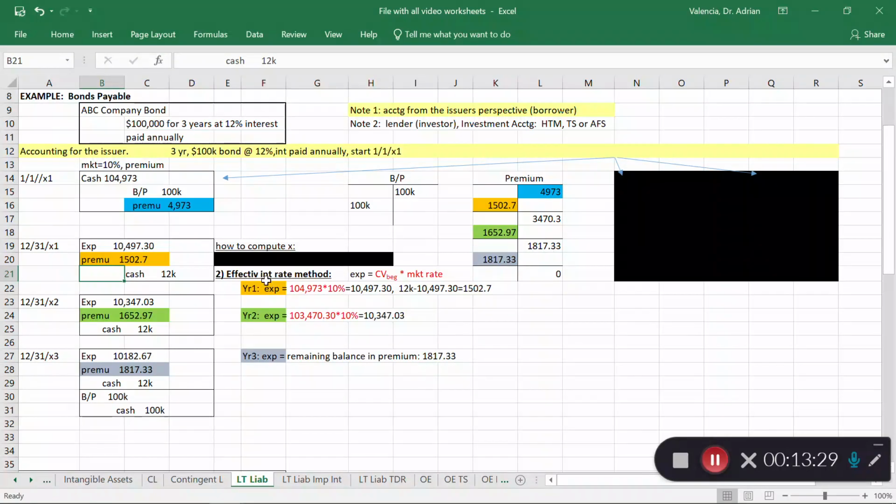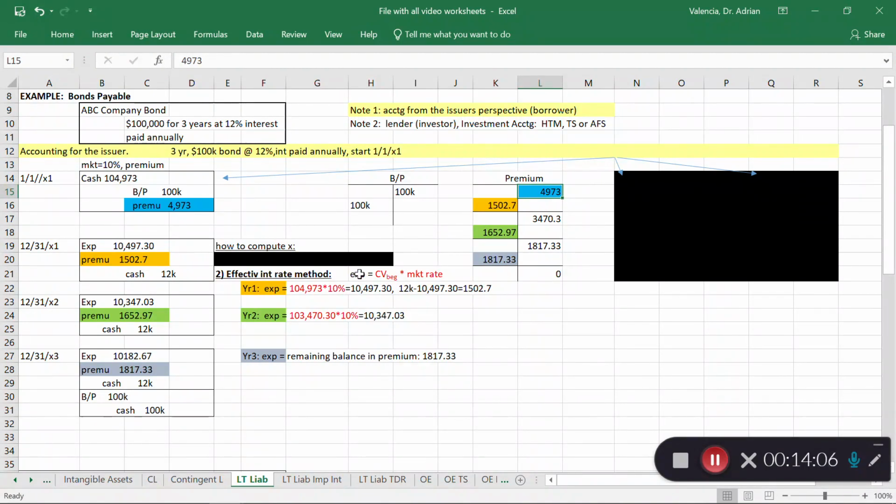And with the effective interest rate method, we're always computing what the expense incurred is, okay, for GAAP purposes, and then the amortization is simply a plug amount. So the formula is always going to be as follows. You get the carrying value at the beginning of the period. So the carrying value at the beginning of the period was 100,000 plus 4,973. So that's a total of 104,973 times the market rate.